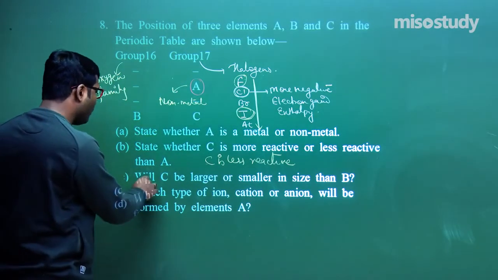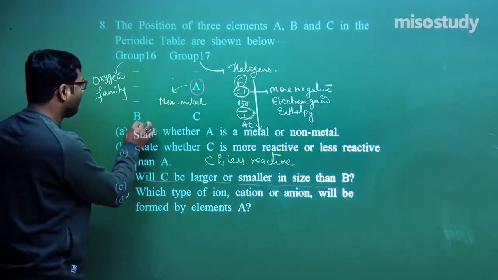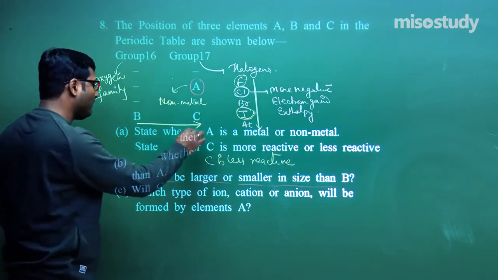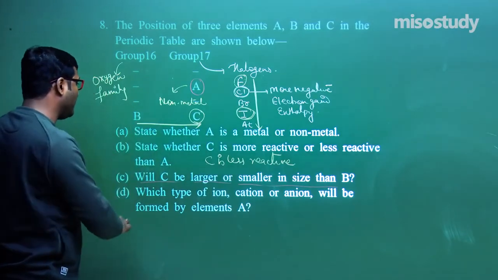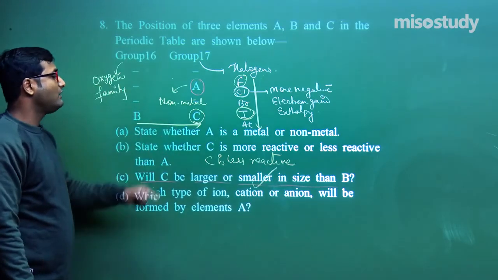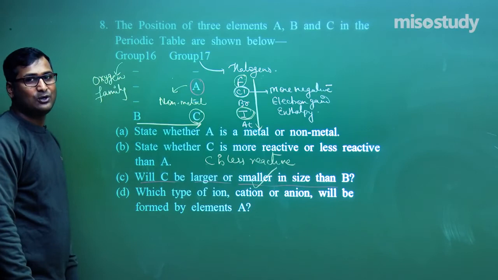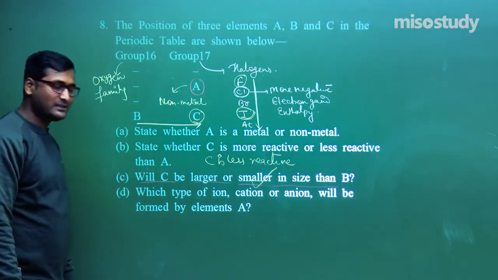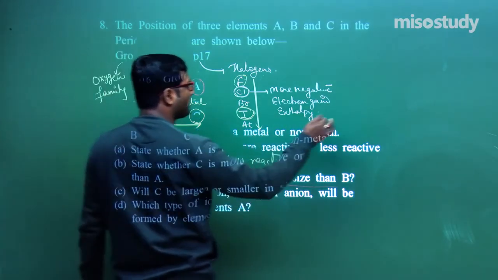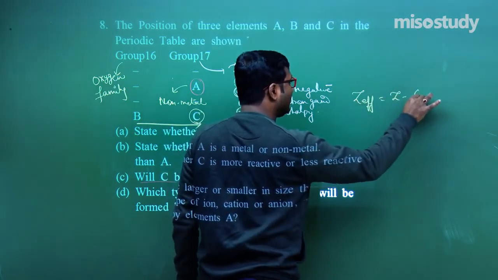Now the third one: will C be larger or smaller in size than B? We know that if we move along the period, the size decreases. So C will have a smaller size than B. What will you write? C will have a smaller size than B, because when you move along the period, the value of effective nuclear charge increases. Due to this reason, size decreases. Clear? Now what is the formula of effective nuclear charge? Z effective is equal to atomic number minus screening constant.